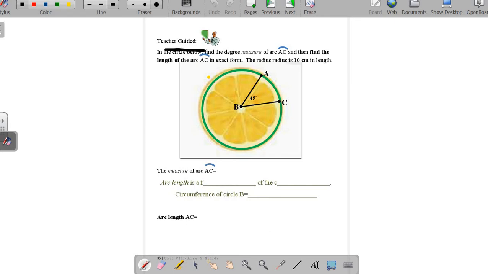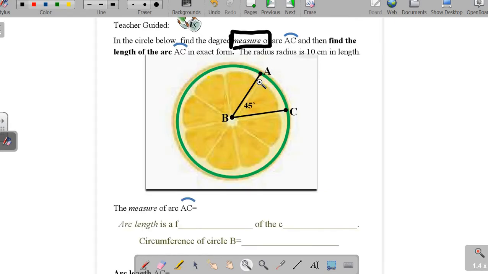In the circle below, find the degree measure, box that word measure, of AC, and then find the arc length. Box that word length of AC in exact form. The radius length is 10 centimeters. So we're still using 10 centimeters.